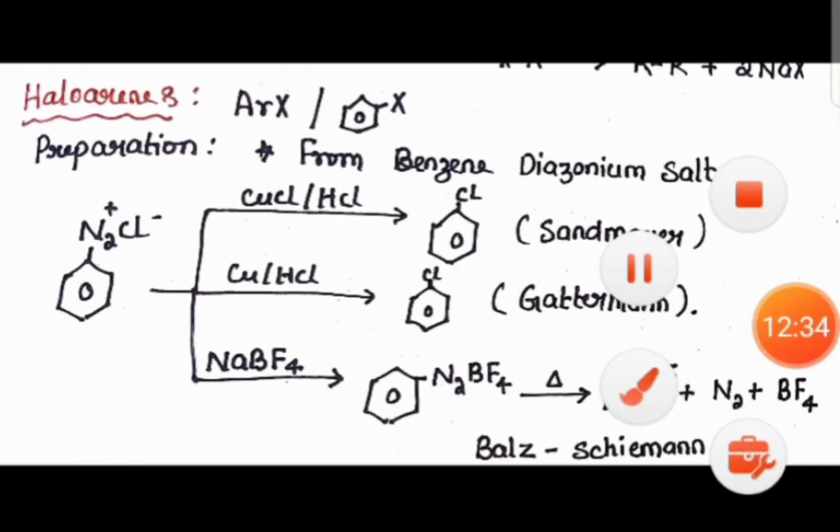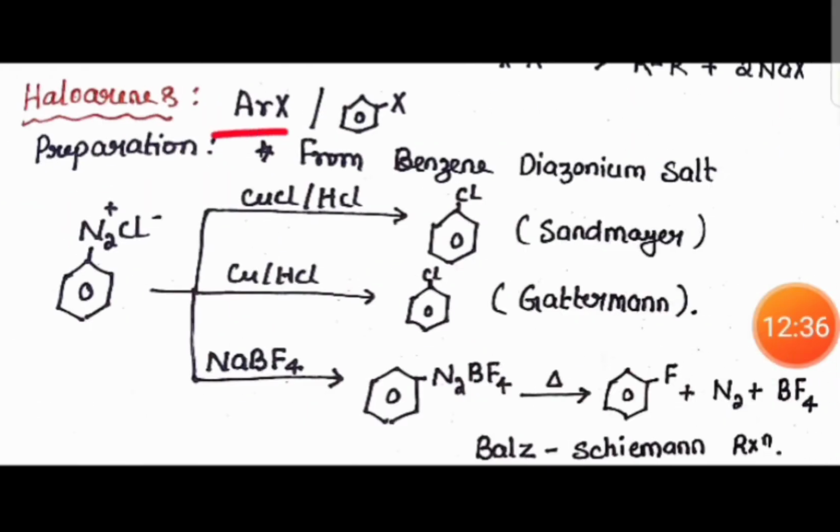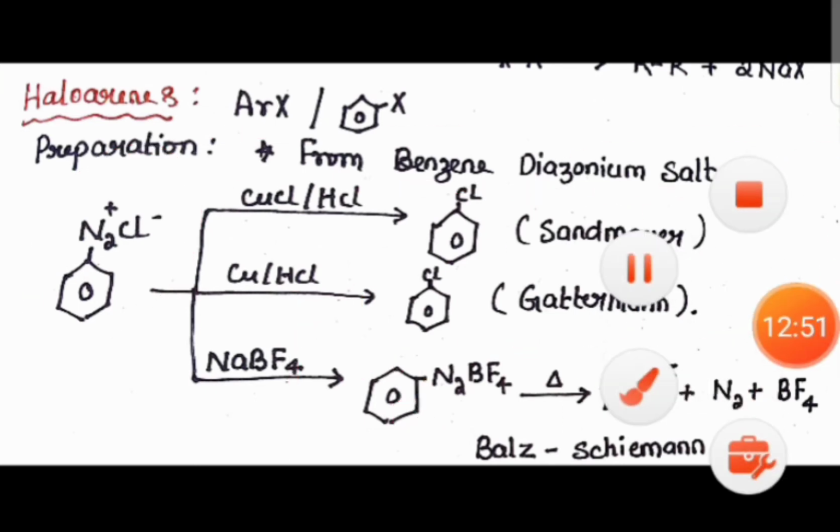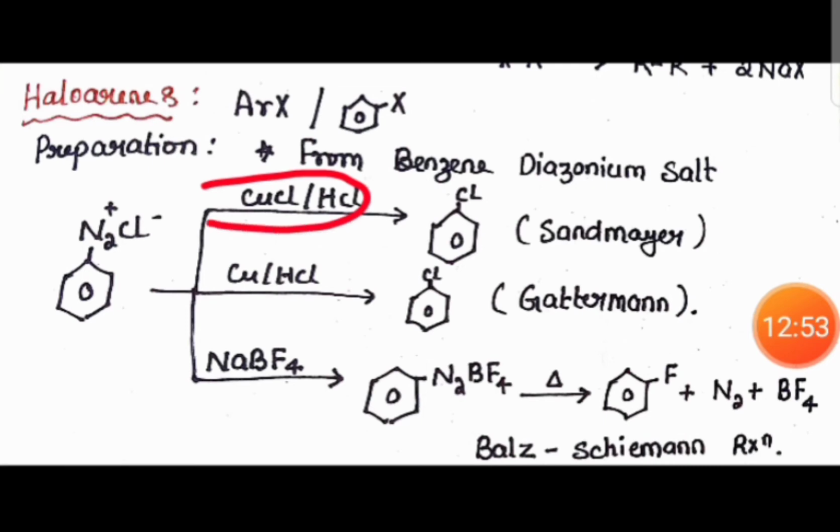Now when it comes to haloarenes, ArX is the representation of haloarenes. They can be prepared from benzene diazonium salt. This is a representation of benzene diazonium. Di means two, azo means nitrogen. Diazonium salt, benzene diazonium salt. When we treat it with CuCl and HCl, we will get chlorobenzene, one of the haloarenes.